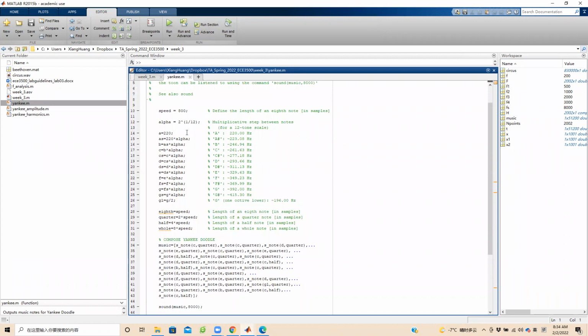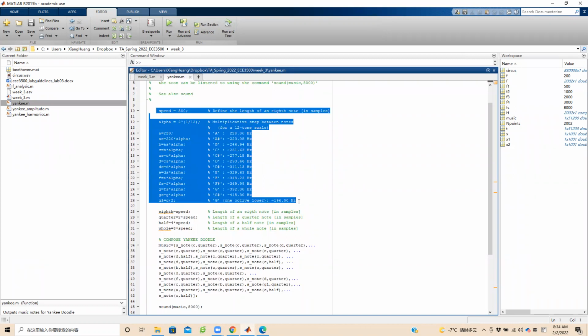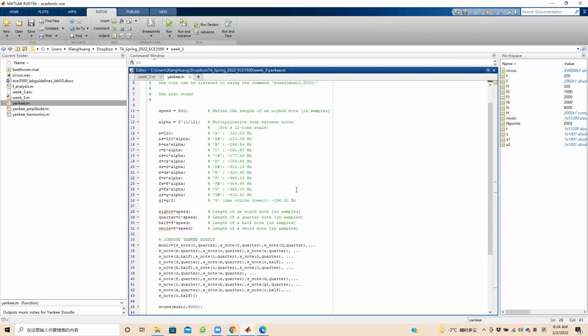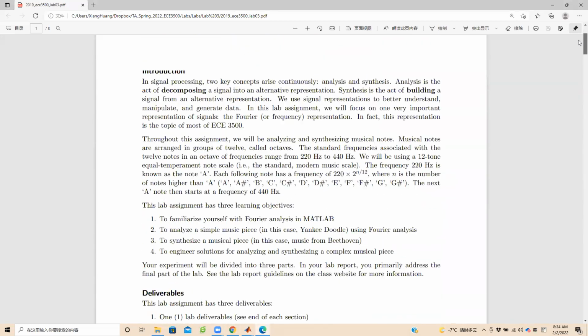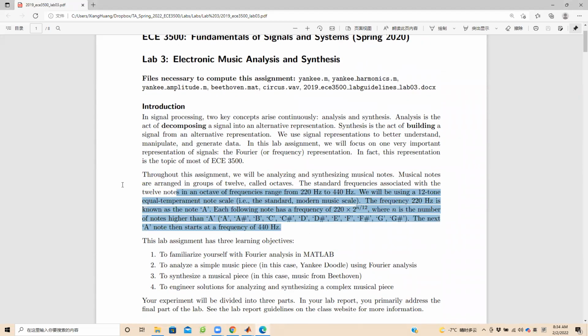This is about some basic knowledge of the music, and I think you can find it in the introduction part. Since I don't have this basic knowledge, but it's understandable to me, I think it will also be understandable to you. Okay.